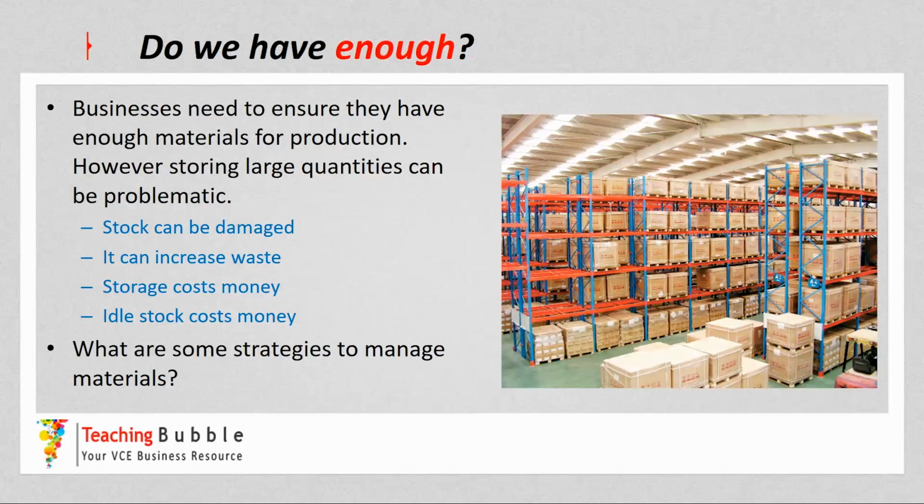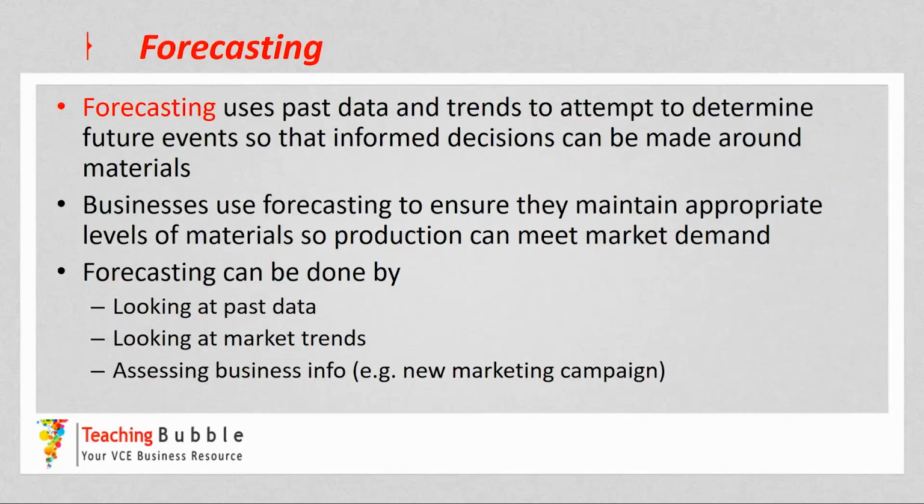And that's what we're going to look at, and there are specific ones listed in our study design. Now, the first strategy listed in our study design is forecasting, which uses past data and trends to try and determine future events so that informed decisions can be made around materials. Businesses use forecasting to ensure they maintain the appropriate levels of materials so that production can meet market demand. If market demand increases or decreases, they want to be able to meet that demand without overproducing or underproducing.